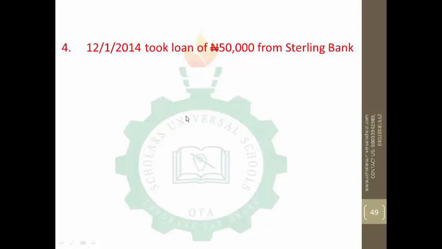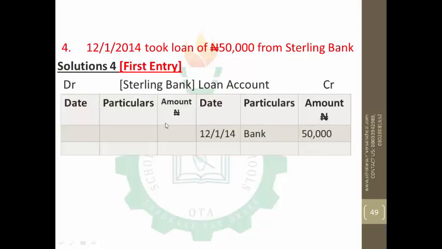But where is the loan coming from? It's coming from Sterling Bank. So Sterling Bank is giving out loan, and then your bank account is receiving. So now the first entry, the loan account, because Sterling Bank loan account is giving out, and because we are recognizing the credit entry first, you credit it, 12th of January 2014, and where is it giving it? They're paying the money into my bank of 50,000 naira. So don't forget, the first entry for this fourth transaction is you're crediting your Sterling Bank loan account, 12th of January 2014, your bank is paying you 50,000.